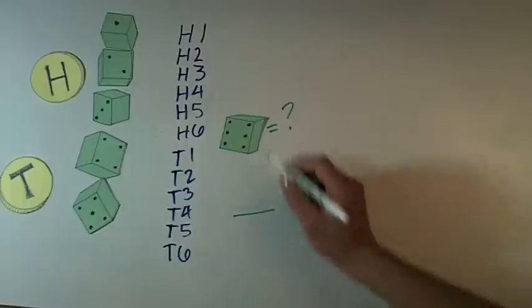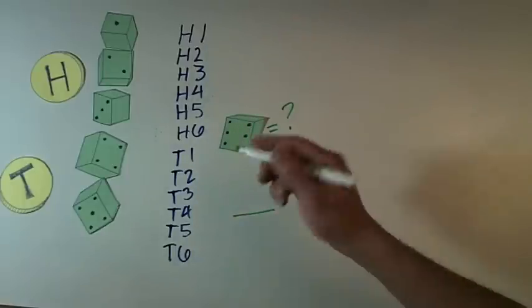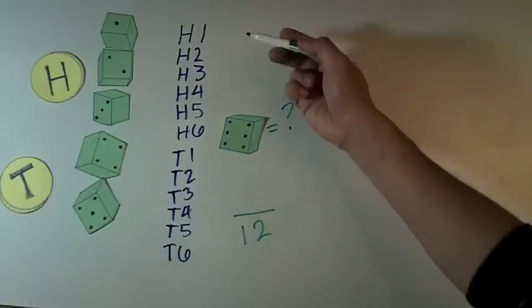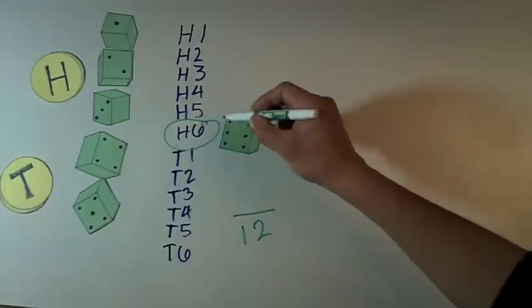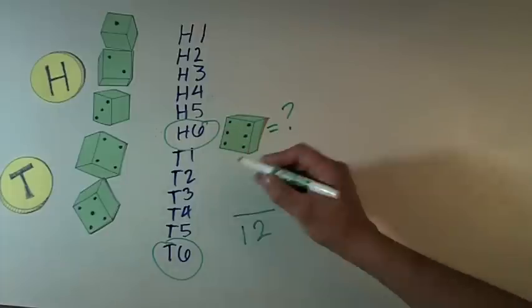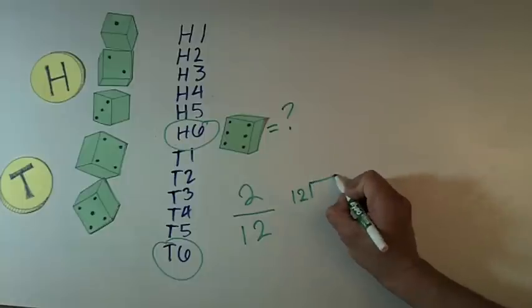So when we do a probability, we need to know how many options there are. So the total number of options is 12. And then we need to count how many times 6 appears. So let me look. It's right here is 1 and right here, tails and heads with 6, so 1, 2. That's a total number of 2.